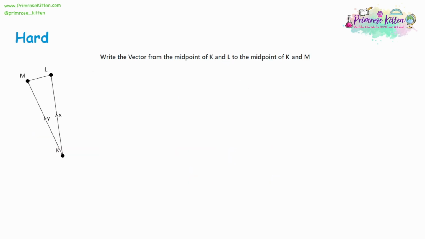The next question has two midpoints. What the midpoint of K and L, and we label that one M. And we have the midpoint of K and M. Oh, hang on, we've already got M, haven't we? So I can't label it M. So let's change that label.